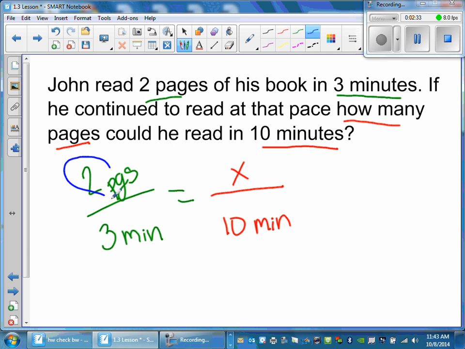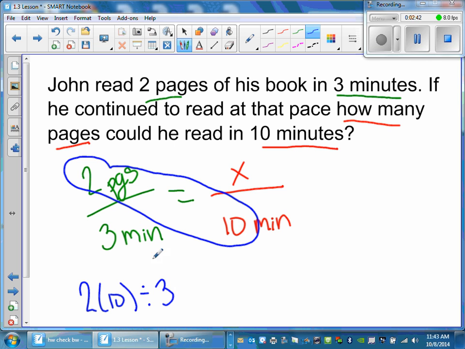Then I can cross multiply the 2 that are diagonal from each other that do not have the X. 2 times 10, and you're going to divide by 3, because remember, he is the loner. You're going to get 6.6 repeating. That's kind of a weird answer. 6.6 repeating pages? You could go ahead and round this to 6.7 pages, knowing that this means he read a little over 6.5 pages in 10 minutes.